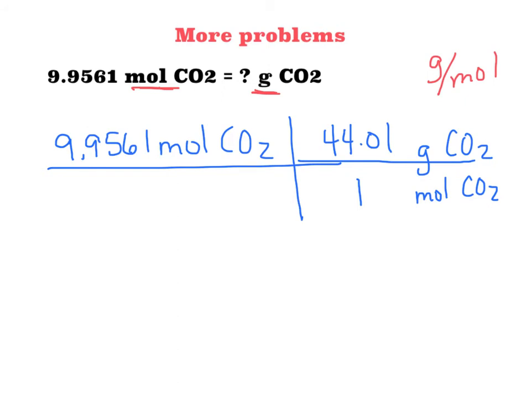44.01. That's the biggest mistake that students make. They set this up many times, but they don't get that molar mass correct. So make sure you're calculating that correctly. And now, what ends up happening is the moles of CO2 cancel out. I'm left with grams of CO2, which is exactly what I wanted.